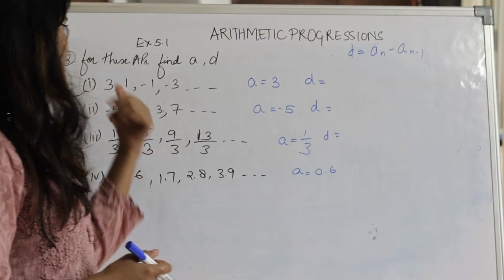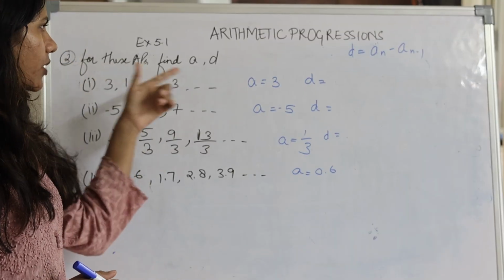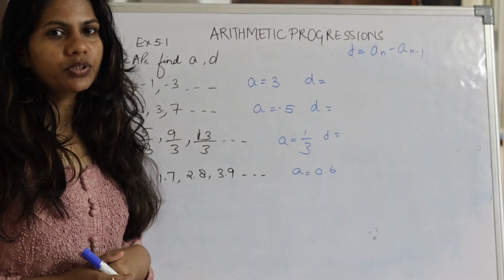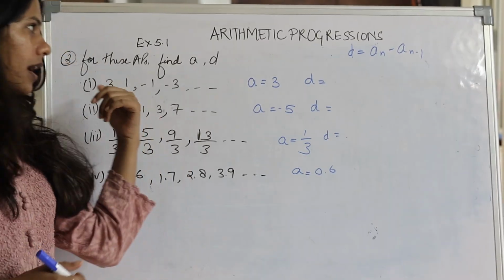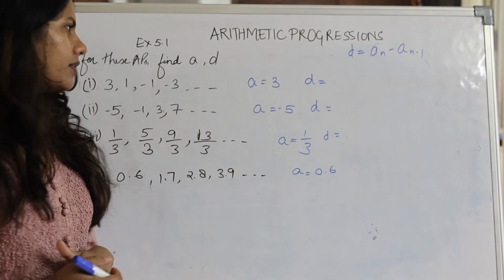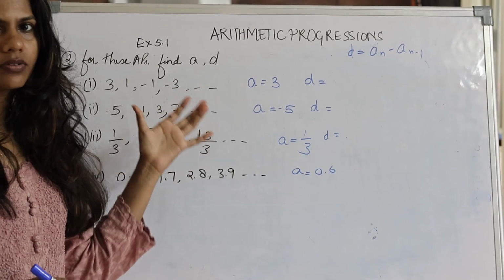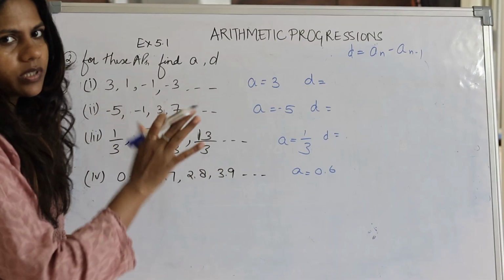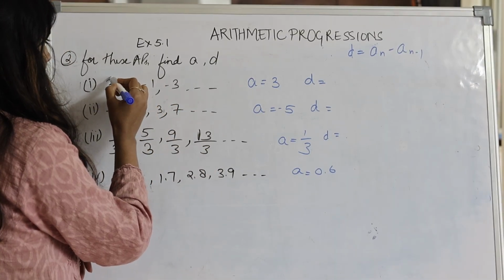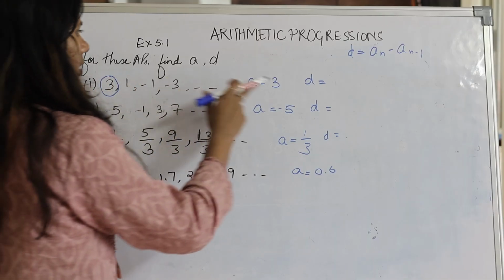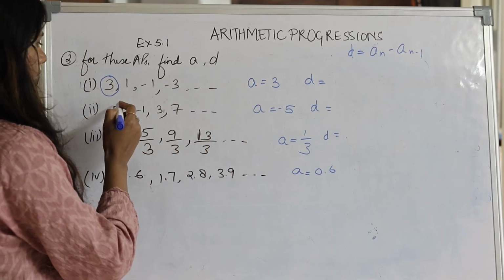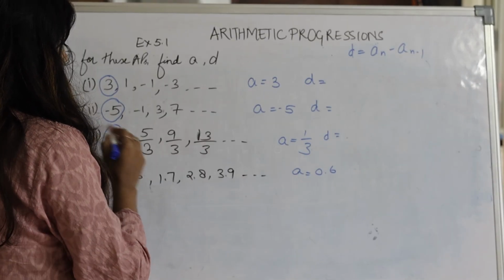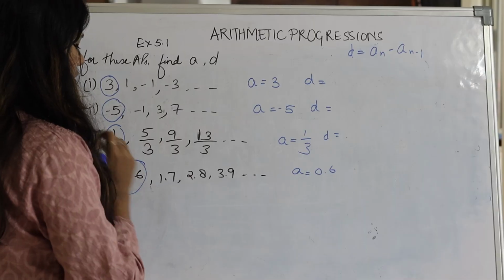Okay all, let's start with the third question. For these APs, we have to find the A and D. What is A? As I told you, A is the first term of the AP and D is the common difference. So let's first write down all the A of these APs. A is simply the first number. For this series, A is 3. Here A will be minus 5. Here A will be 1 by 3. Here A will be 0.6.